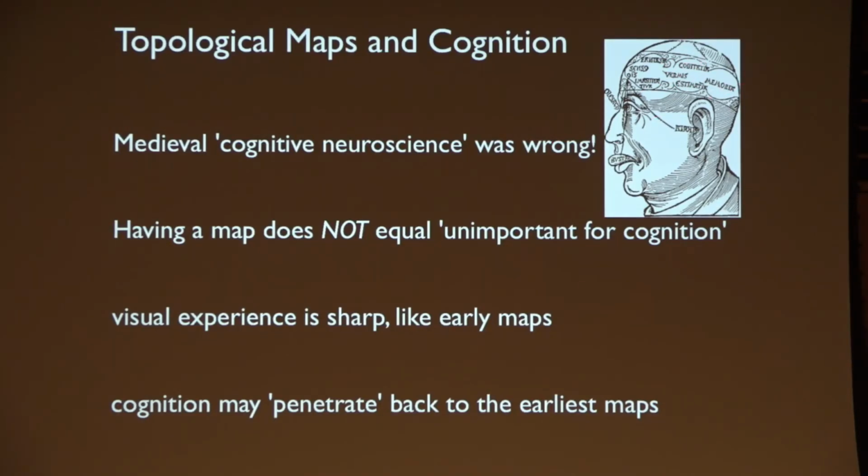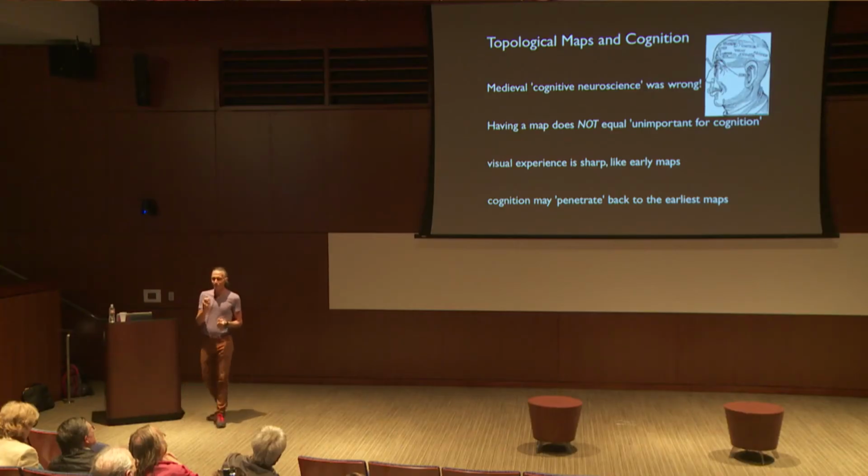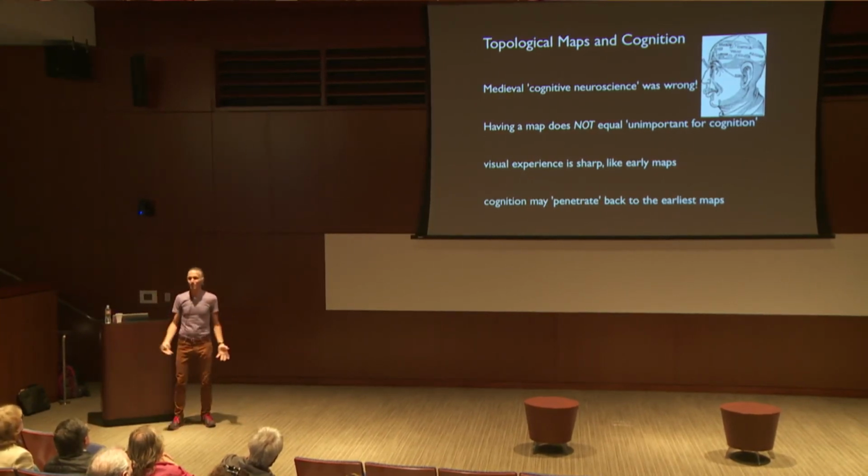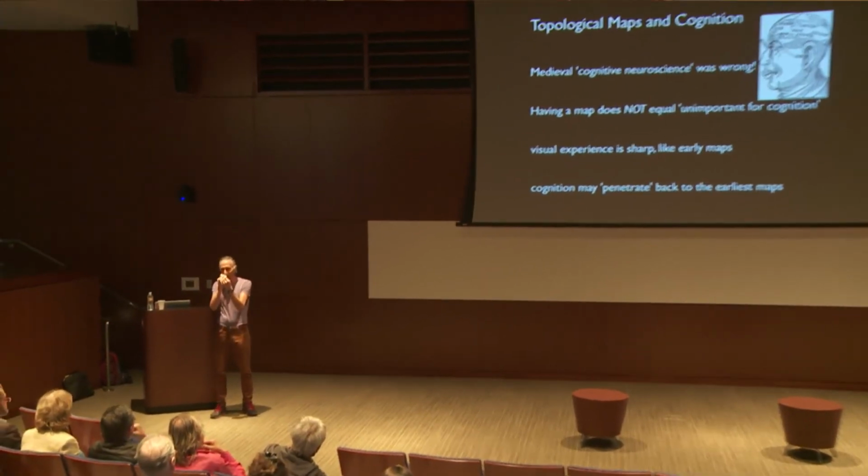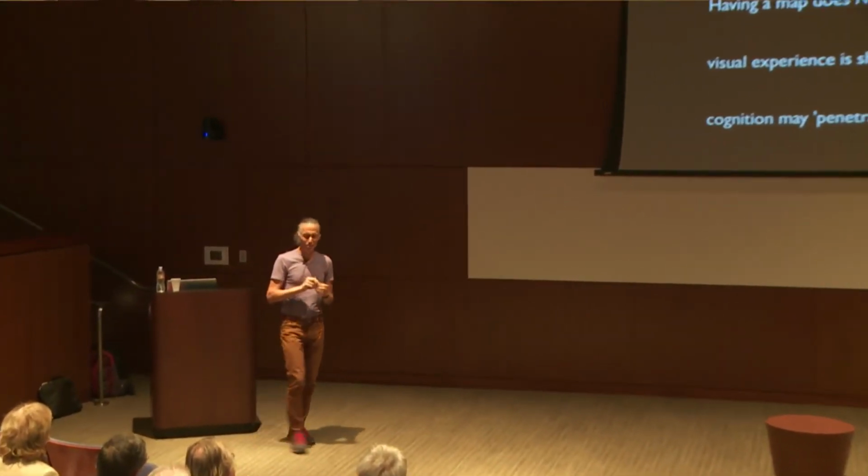It doesn't look like that. There's maps all over the place. If you've got a map, it doesn't mean that it's not good for cognition. And that's often kind of the implicit idea you get from reading cognitive neuroscience papers. And just think about visual experience. It's sharp. It looks like V1. It doesn't look like IT. It doesn't look like a giant receptive field smear of everything. You look out, you see fine details. Close your eyes and try to imagine that. It's not anywhere near as good.